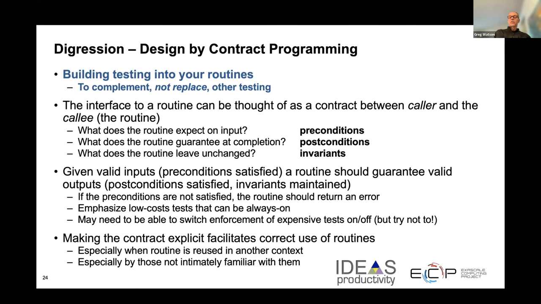What are the results that it's producing? And then there may be invariants as well. So what things are unchanged at the end of the routine? So given a set of valid inputs, in other words, the preconditions are satisfied, the routine should generate or guarantee this valid set of outputs, that the postconditions are satisfied and these invariants are maintained. And typically, if these conditions are not satisfied, then there should be some error raised at that point. So essentially the testing is built into the routine itself by testing these preconditions and postconditions and invariants.